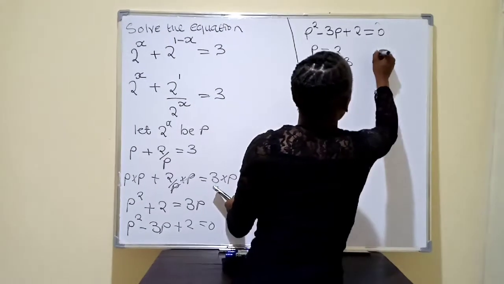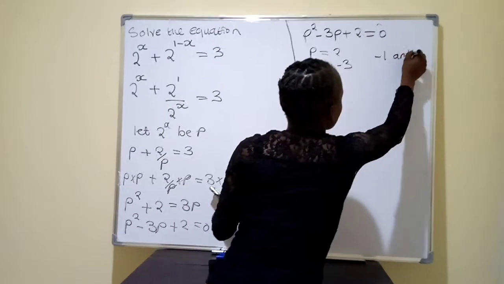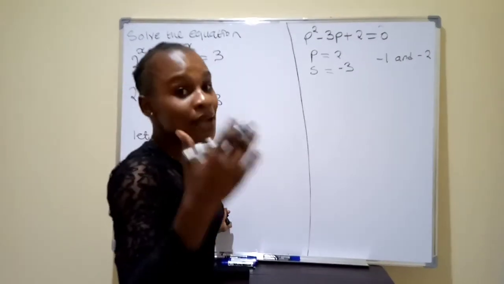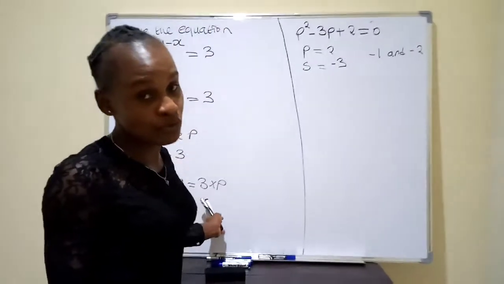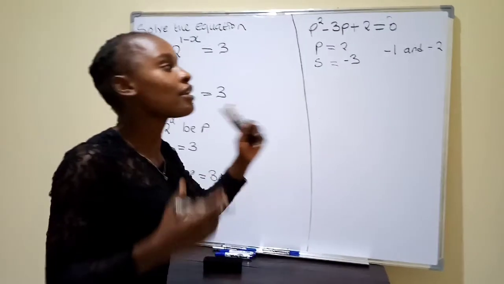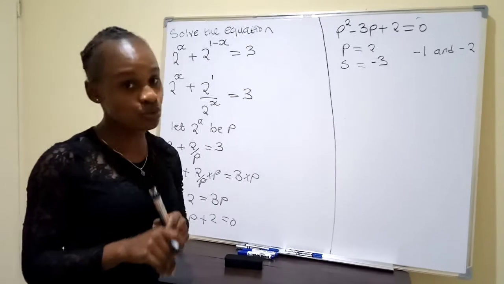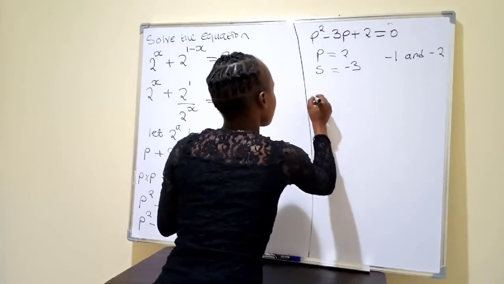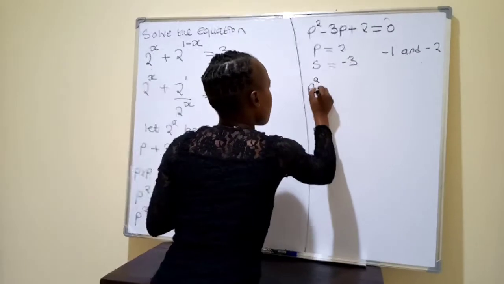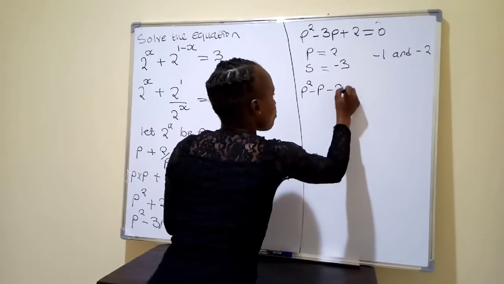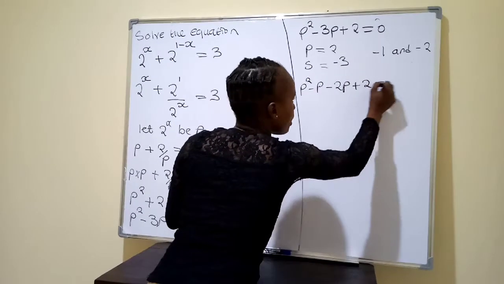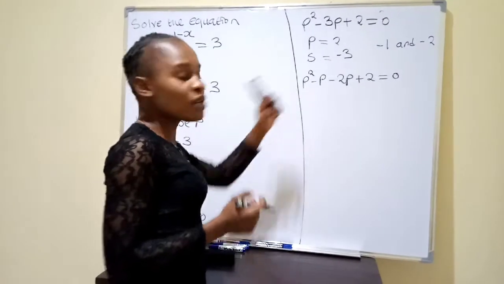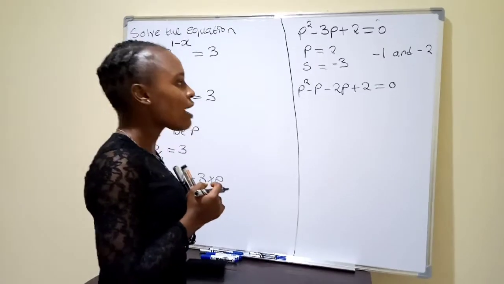And those two numbers are negative 1 and negative 2. So that when we multiply negative 1 multiplied by negative 2, it will give us positive 2. And when we add negative 1 plus negative 2, it's going to give us negative 3. So we can rewrite this as p squared minus p minus 2p plus 2 being equal to 0. Here we're now going to factorize. So let us look at the first part. We have p squared minus p.